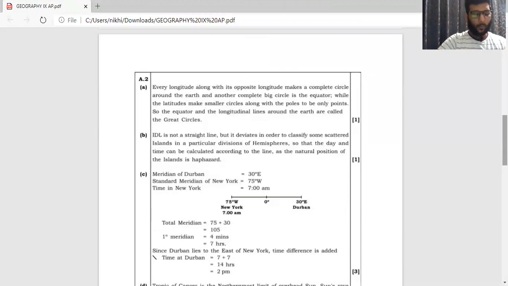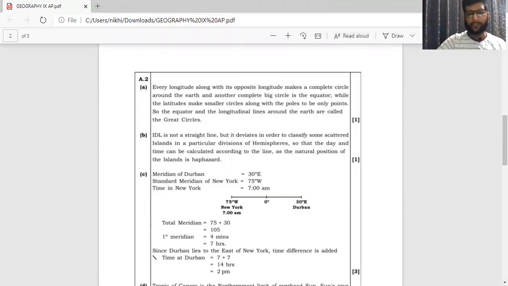Now, why are diametrically opposite lines of longitude and the equator called a great circle? So again, over here, I would recommend you to write down points wherever it is possible. As far as possible, please write down in points. That'll be very, very helpful and beneficial for you.